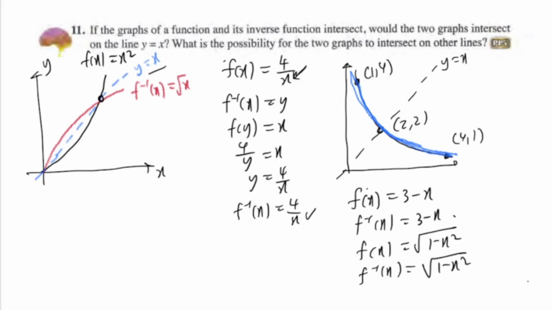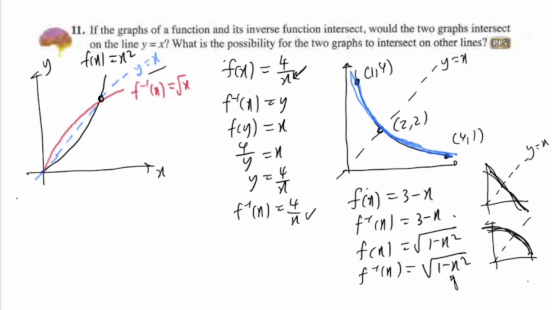Like, for example, the 3 minus x graph is like this. Yeah, when you take the graph, you reflect on the line y equals x. The function and the inverse will actually overlap. When you draw this, this is like a circle. When you inverse it, the graph and the inverse will actually overlap on the same graph, right? So they will intersect at more points, right? So how do you answer this? Okay, what is the possibility that two graphs intersect each other?